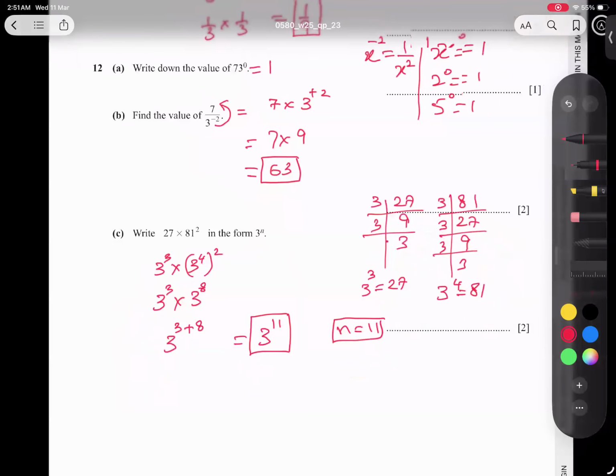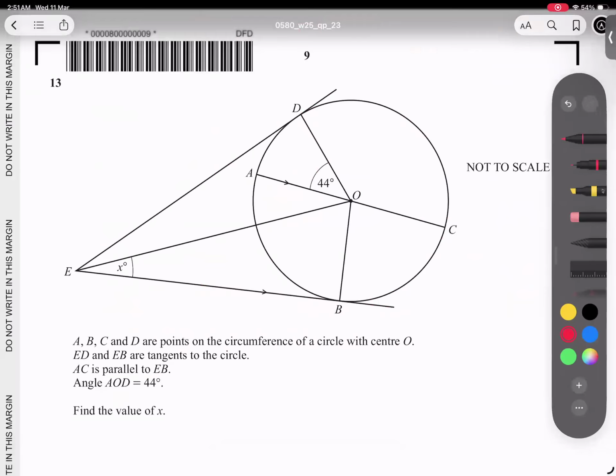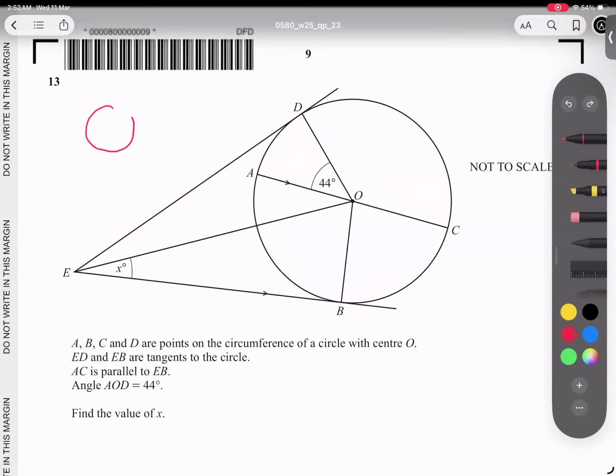Let's talk about question number 13. Question number 13, A, B, C, D points on the circumference are given. It means A point, B point, C, and D all lie on the circle. Mostly in this kind of question we use cyclic quadrilateral, but these all 4 points are not meeting together with each other. Then E is tangent to tangent, and we have a tangent and tangent. If you remember, we have one property with two tangents, okay, and what is the property?